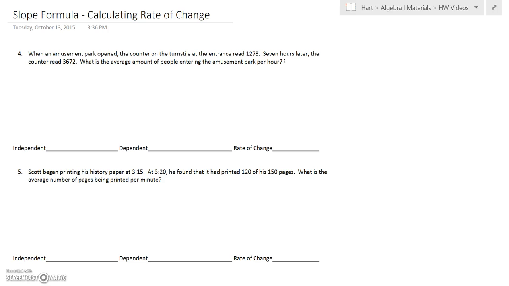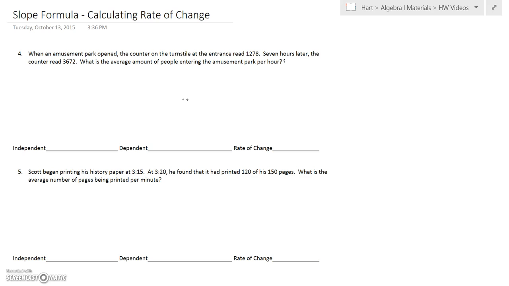Okay, these are questions 4 and 5 from the slope formula calculating rate of change worksheet. So number 4 says, when an amusement park opened, the counter on the turnstile at the entrance read 1,278. 7 hours later, the counter read 3,672, and it wants to know what is the average amount of people entering the amusement park per hour.